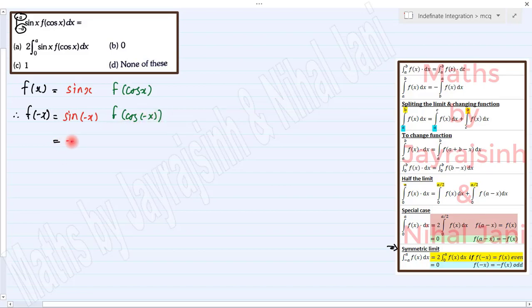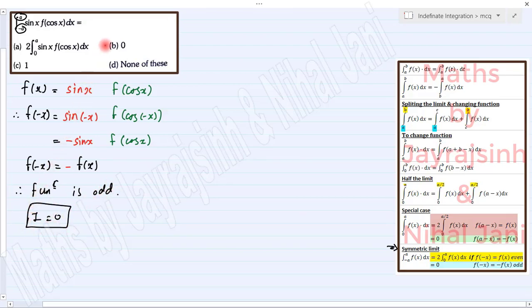Sine of minus x will be minus sine x, and we know that cos is an even function, so it will be a function of cos x. So here we get minus of our function of x, so we can say our function is an odd function. So the integration will be simply 0, which is given in option B. Ta-da!